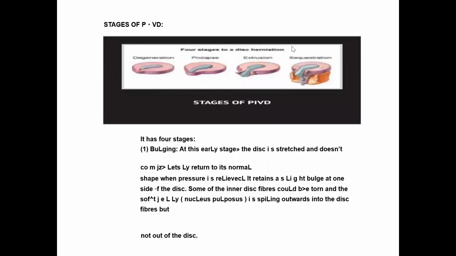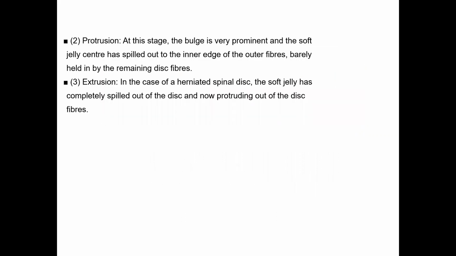Moving on to the next slide. The second one is protrusion. At this stage, the bulge is very prominent and the soft jelly center has spilled out to the inner edge of the outer fibers, barely held in by the remaining disc fibers. The third one is extrusion. In the case of a herniated disc, the soft jelly has completely spilled out of the disc and is now protruding out of the disc fibers.